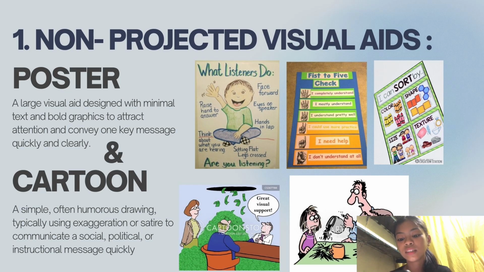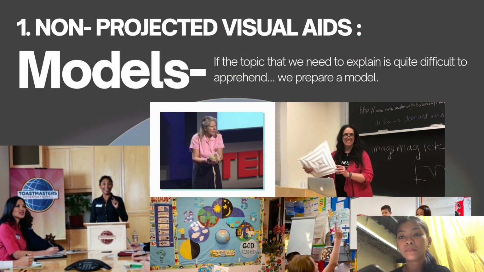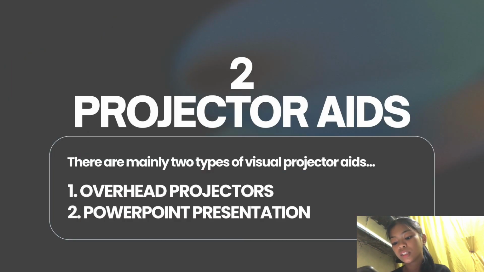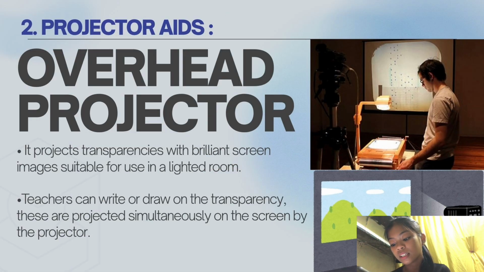Projected aids. These are teaching aids that use a projector to display visual information. There are two main types: overhead projector and PowerPoint presentation. An overhead projector projects transparencies, clear sheets with text and images, onto a screen. It can be used even in well-lit rooms since the projector is bright enough. Teachers can write or draw directly on the transparency, and the updates appear instantly on the screen. Useful for interactive teaching and step-by-step explanation.